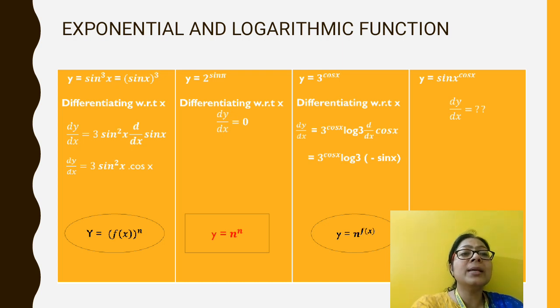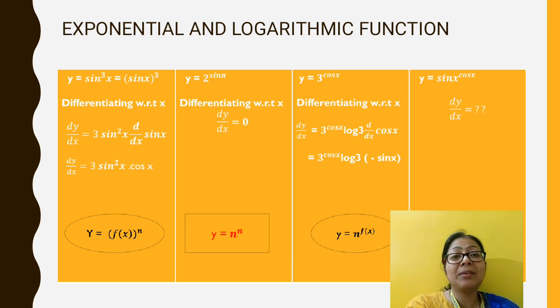Next is y is equal to (sin x) to the power cos x. But how will we do it? (sin x) to the power cos x. In this type of case, we have to use the logarithmic function.